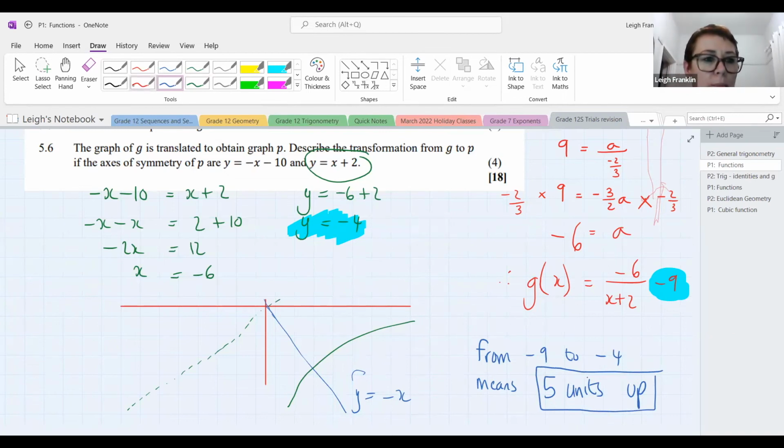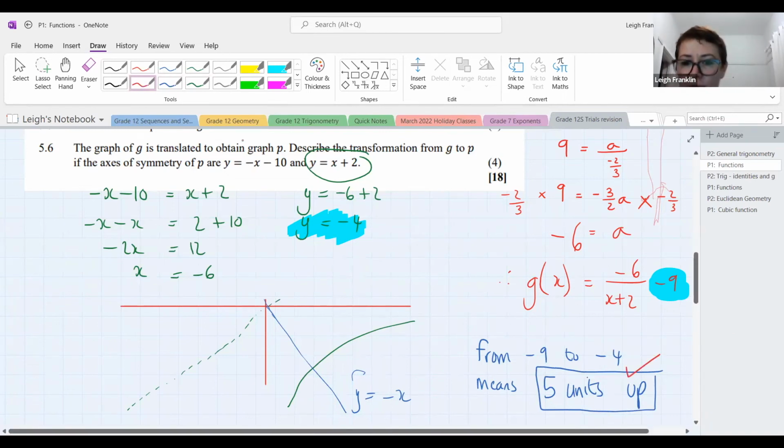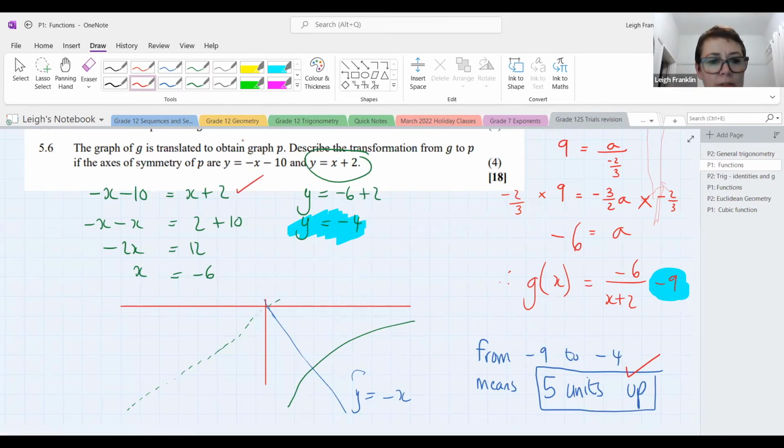Now we've got 1 mark. Well, I think we've got more than that. I'm sure there's a mark for this and a mark for this and a mark for 5 units up. And now, okay, the tricky one, to compare what's happened moving left and right.